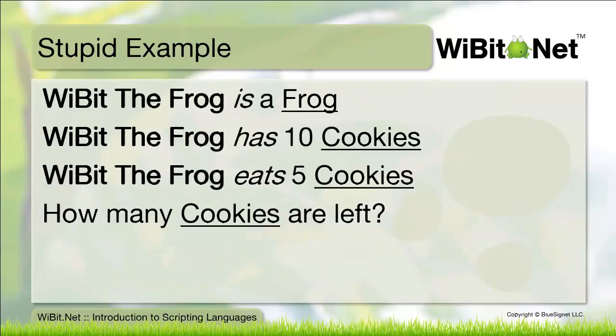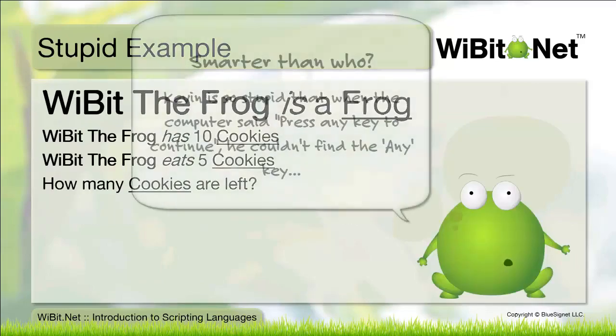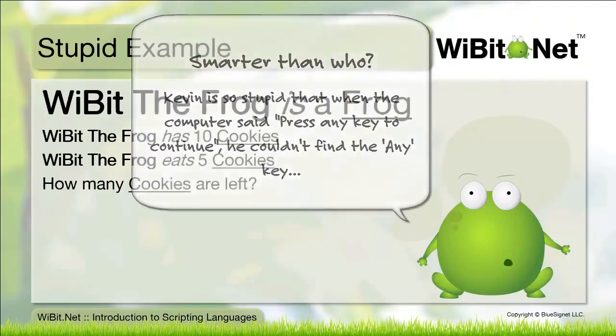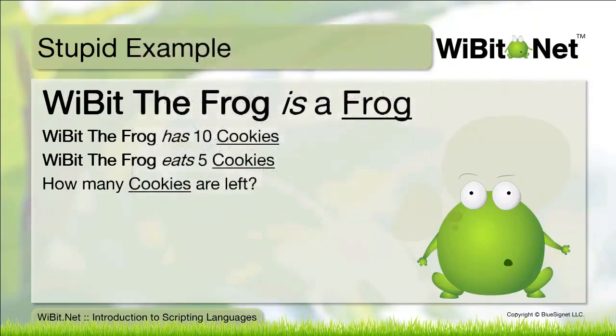So I know that this is just a really stupid idea, and you may feel like we're insulting your intelligence, but that's kind of what we do at Wibbit.net. We're smarter than everybody else, and we know it, and we like to prove it. So here's Wibbit the Frog. He's just kind of chilling here. So Wibbit the Frog is a frog, and I know this because my script told me that, so there's my frog.